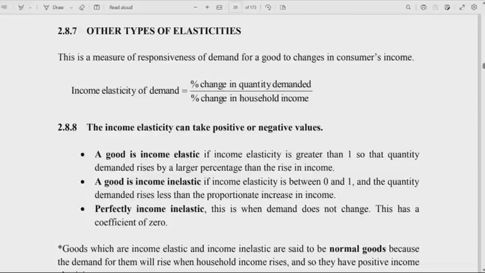All right, now let's continue. We just finished looking at price elasticity of demand. Now let us look at other types of elasticity of demand.